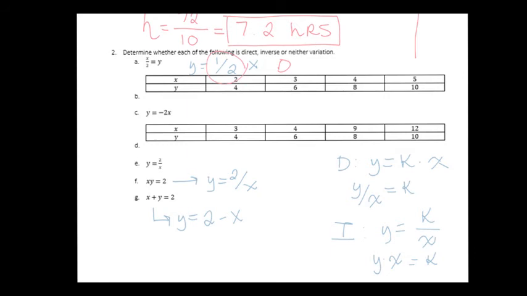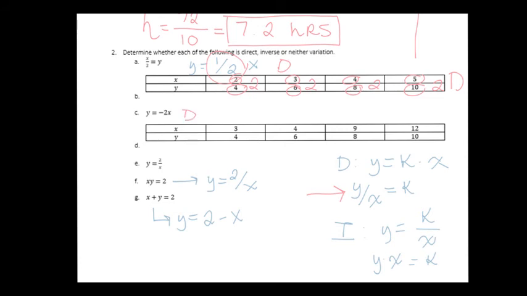Part B is a table, right? So I need to look for what the relationship between the numbers is. Either y divided by x is constant, or y times x is constant. So if I notice 4 divided by 2, that's 2. 6 divided by 3, 2. 8 divided by 4, 2. And 10 divided by 5, also 2. Okay, so since y divided by x is constant, that means that part B is direct. Part C is also direct because I have -2 times x, so my constant of variation is -2.